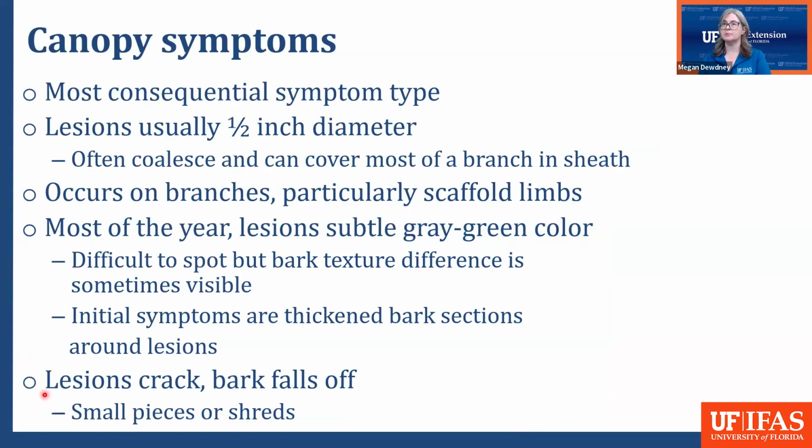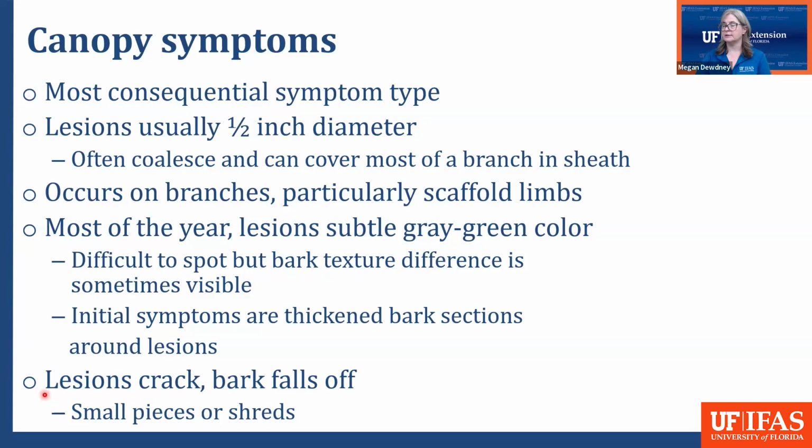So the canopy symptoms, and when I talk about the canopy, I'm also talking about not just leaves, but really the branches on the interior of the canopy. So these are the most consequential symptom types. The lesions are usually about a half inch in diameter, but as I mentioned, they coalesce, and you can see things covering the whole branch as in a sheath. And it occurs mostly on branches in citrus, particularly the scaffold limbs.